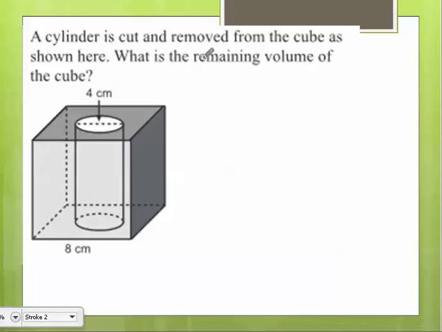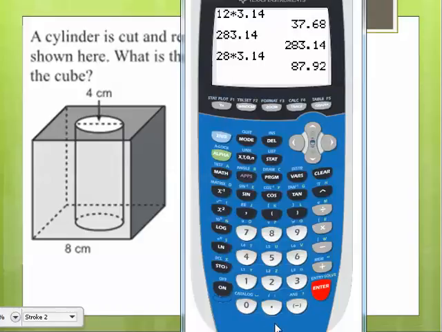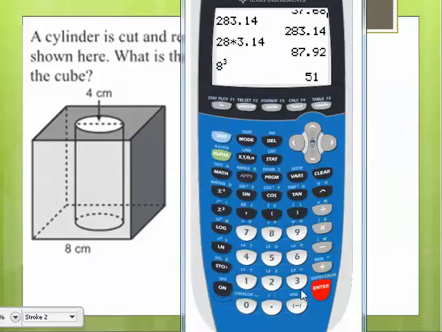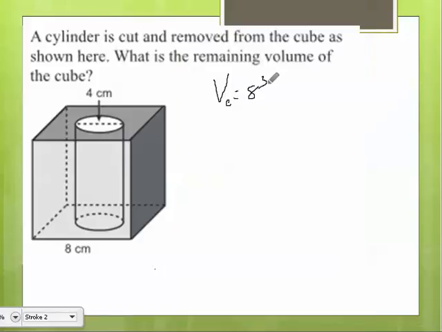One more problem, then we'll go on. I've got a cube here, and we cut out a cylinder out of the middle of it. First of all, we want to find volume information. So the volume of the cube is going to be 8 to the third power. Let's multiply that out real quickly, and we get 512.